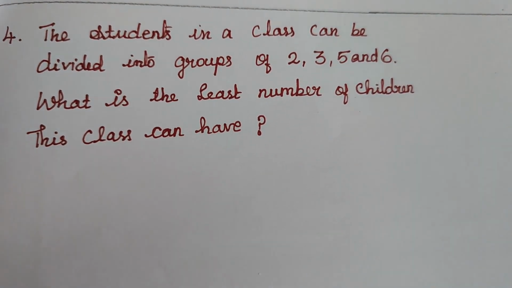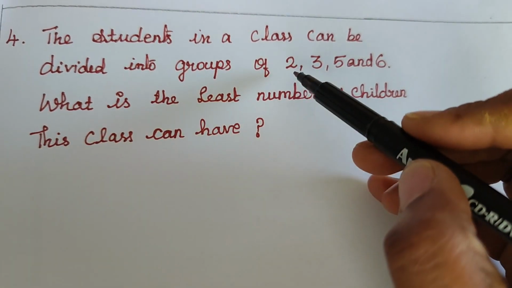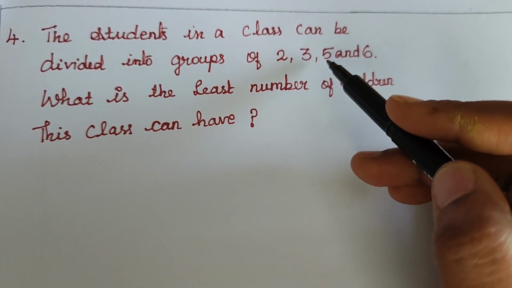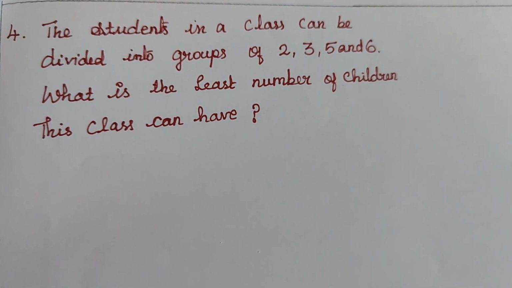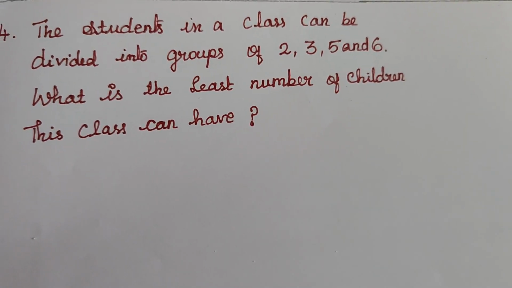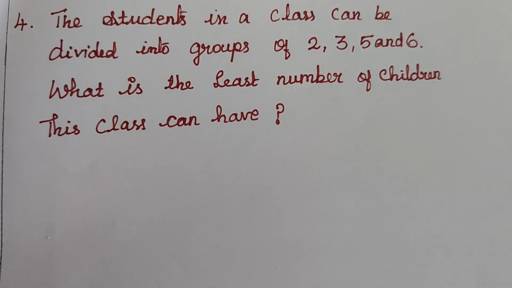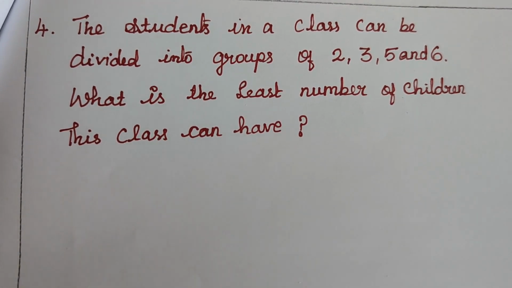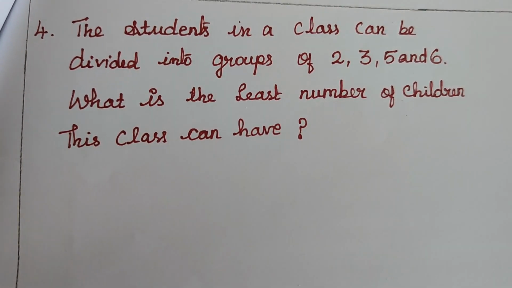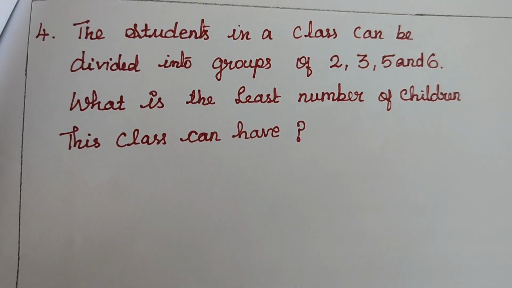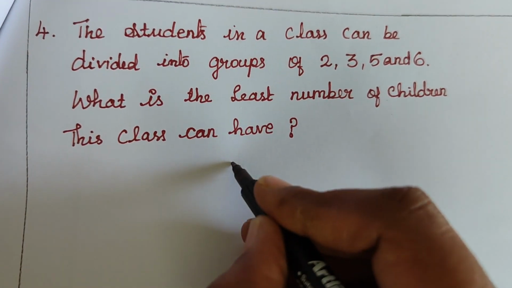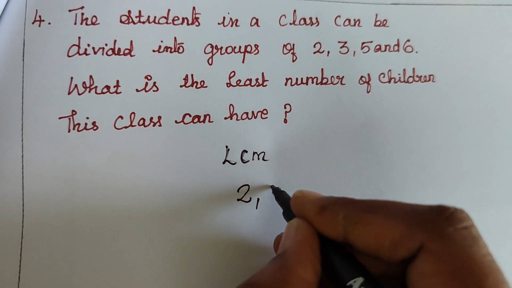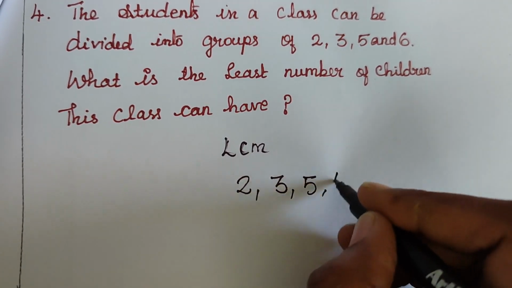Which means the number of students in the class can be divided by 2, by 3, by 5 and by 6. So we can conclude that 2, 3, 5 and 6 are the divisors and the number of students in the class is their common dividend or their common multiple. So we can find their LCM. So in this case we will find the LCM of 2, 3, 5 and 6.